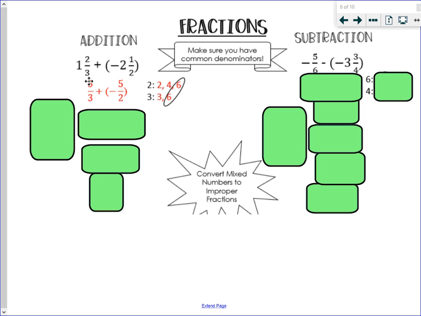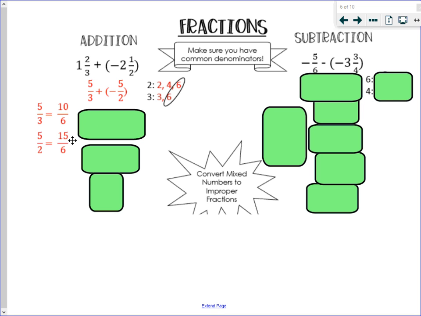So we're going to rewrite 5/3 and 5/2 to have 6 as their denominator. In this case, it's 10/6 and 15/6. We're going to be subtracting those because we have opposite signs here. We have different signs, a positive and a negative. So we're going to be subtracting.